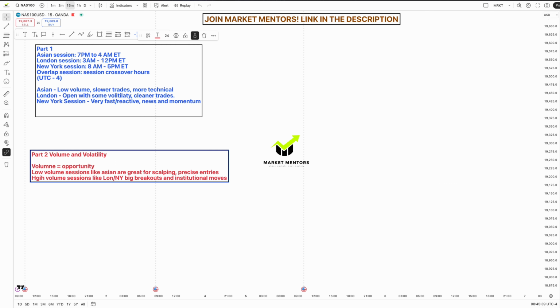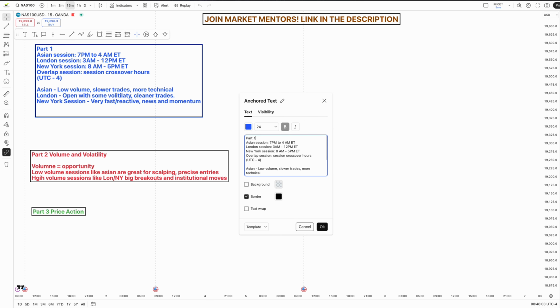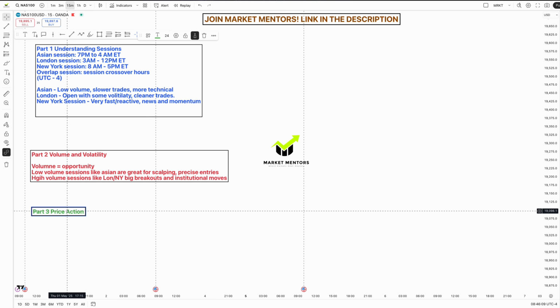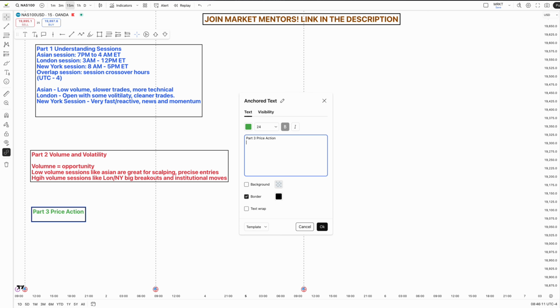Part 3, we're going to touch a little bit on the price action behavior, so I'll put that one down here as well. Change the color, make this one part 1, understanding sessions. Part 3 will be price action, understanding things like the breakouts and what you're going to be looking for in each session. Price does move differently in each of the sessions.